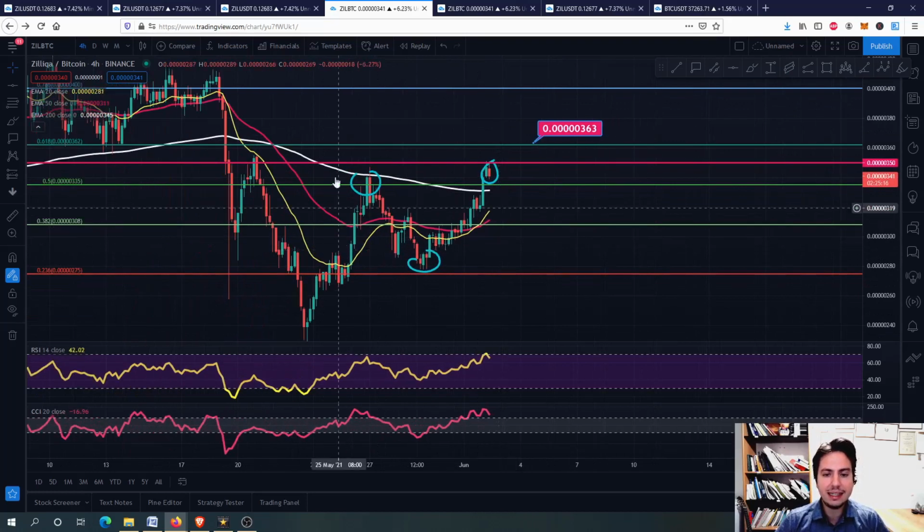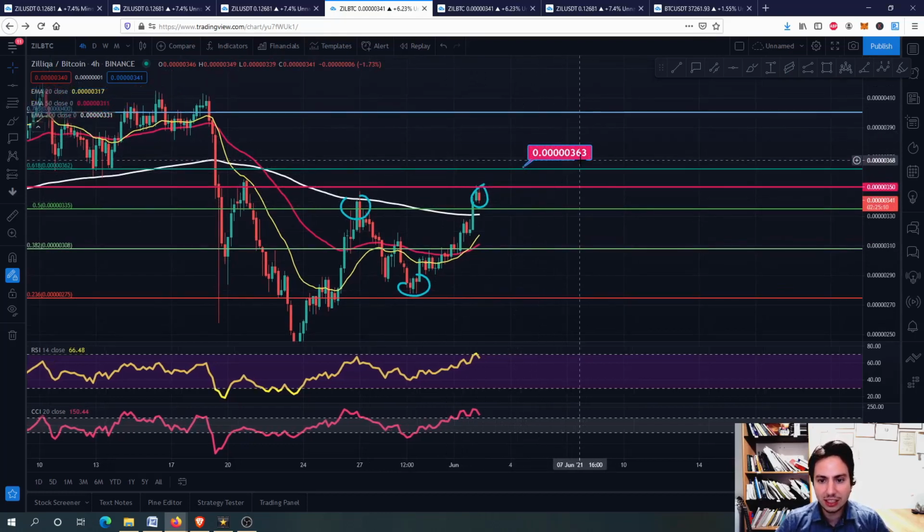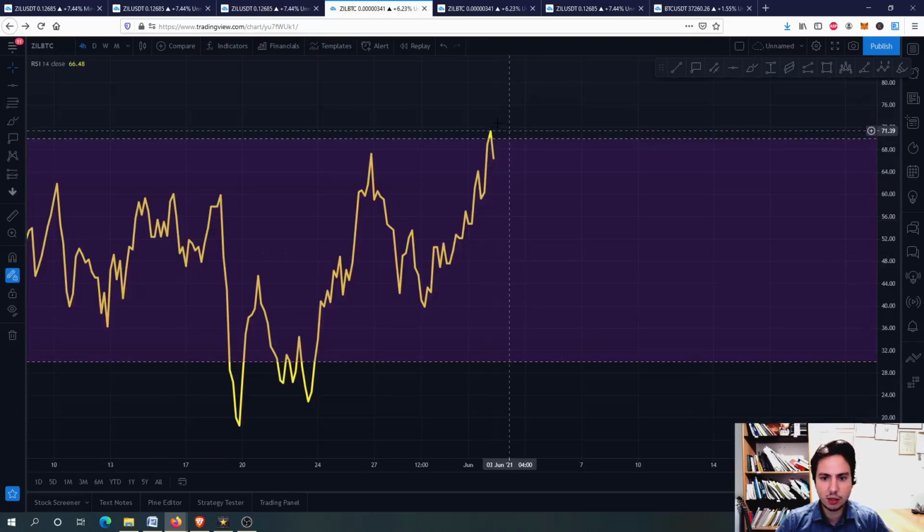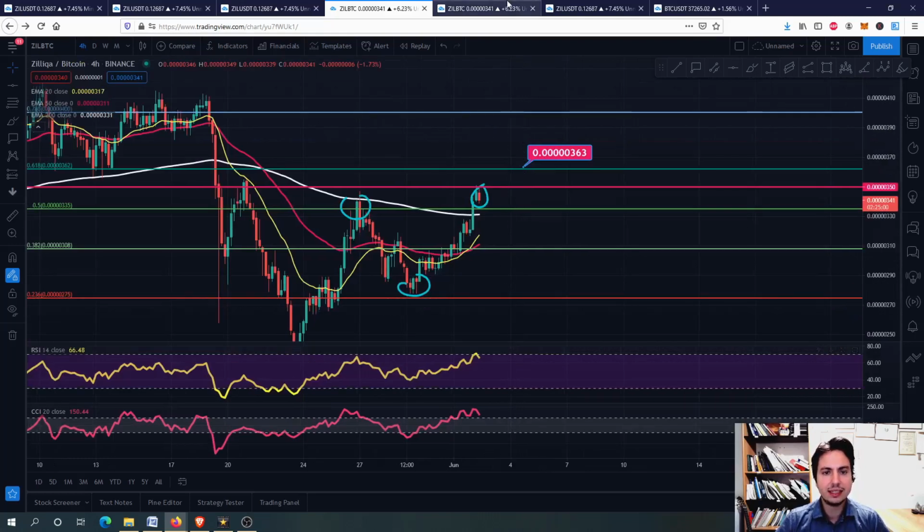But the main idea is that we are having higher lows and higher highs. That's what we want to keep, that's what we want to maintain, and to reach the 0.50363 for ZIL against Bitcoin, okay? And you can see the RSI approached a little bit above the 70, and now we are correcting back down for ZIL against Bitcoin, the 4-hourly frame.